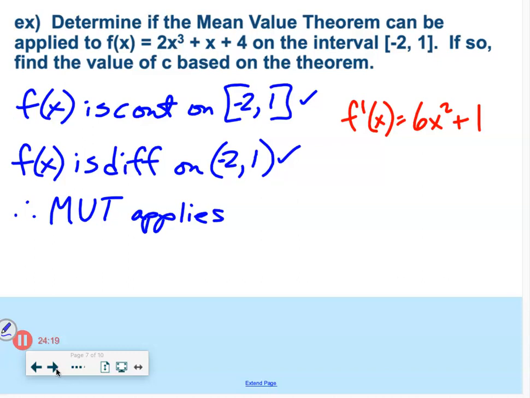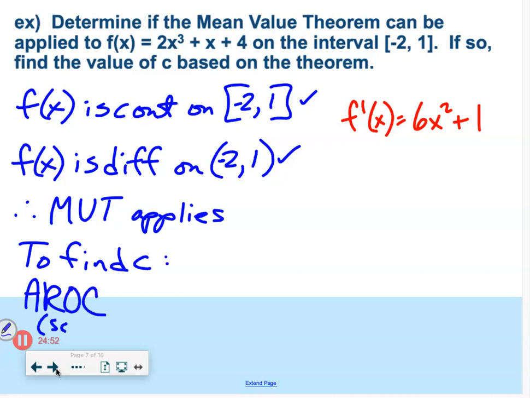C is the x value where the slope of the tangent is equal to the slope of the secant, or in other words, where the derivative value is equal to the slope of the secant. We have our derivative. Do we know what we need to set the derivative equal to? No. So what are we going to have to find? Slope of the secant. We're going to have to find our AROC. So to find c, the first thing you're going to have to do is find your average rate of change, or your slope of secant.